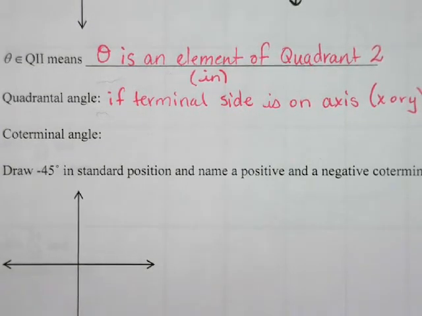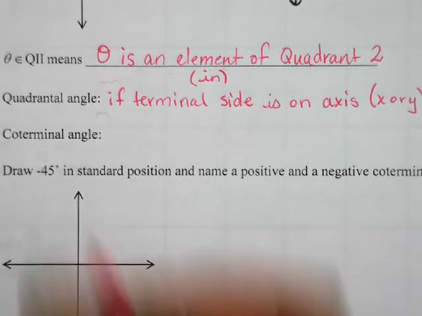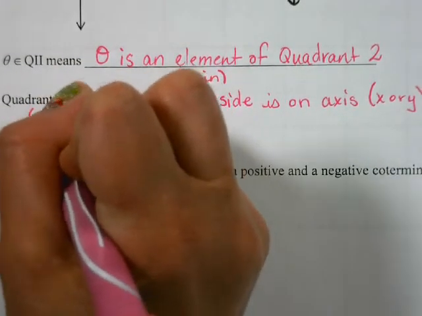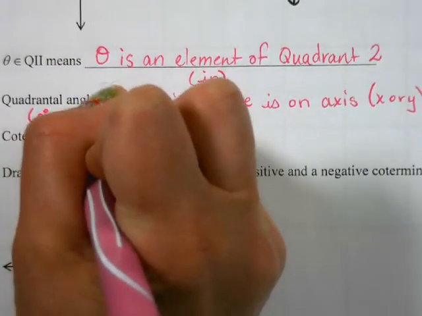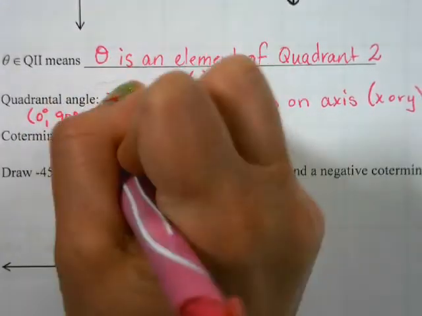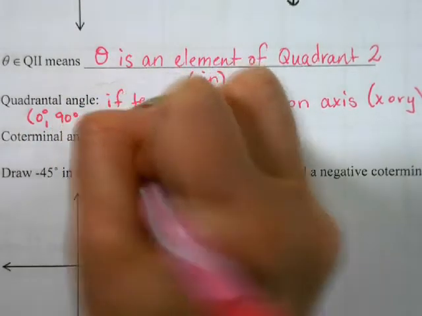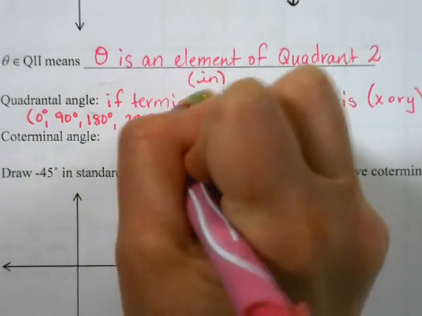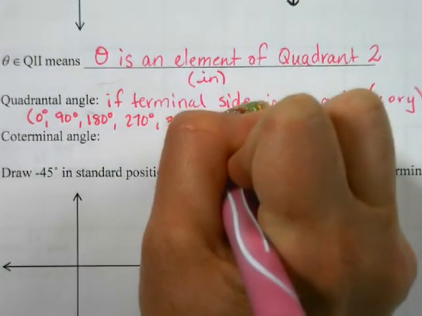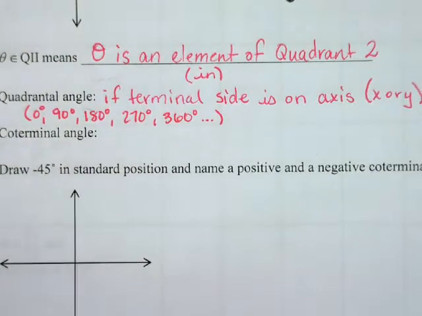So what are your 4? Tricky. I'm going to say 5 quadrantal angles. 0, 90, 180, 270, 360. Technically, we probably could keep going because you can go around that circle as many times as you want.